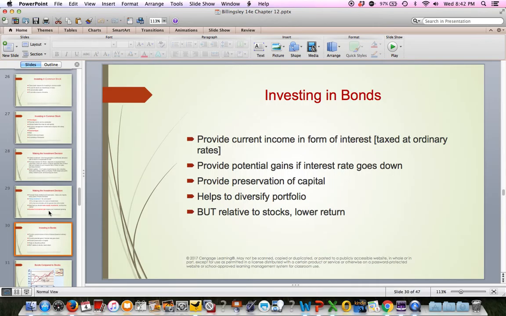Also, they can't provide capital gains. If interest rates go down, a bond becomes more valuable. So bond values are very dependent on current interest rates. Bonds provide a preservation of capital and help diversify your portfolio, but relative to stocks offer a lower return.